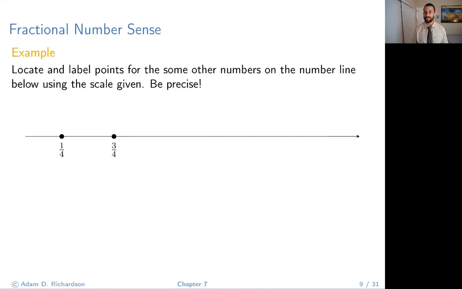Okay, so fractional number sense. This is actually one of my favorite parts of this chapter. We're going to just go with this example. What we want to do is locate and label points for some other numbers on this number line given the scale below. And we have to be precise, okay? It says be precise, and so we're going to do that. And the idea here is that just having these two numbers marked out wherever we want on a number line, we can use it and extrapolate where pretty much any other number is. In fact, any other number, we can extrapolate, and we can do it precisely.